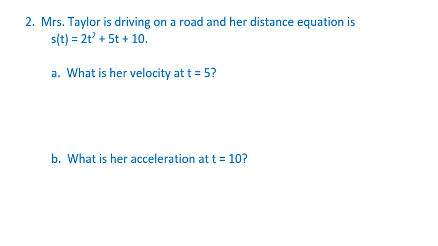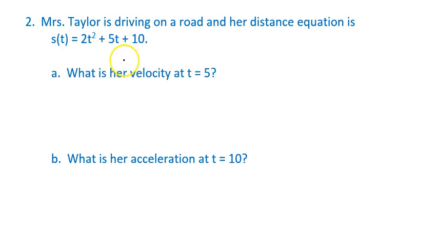Okay, our second example, we have Miss Taylor driving on a road, and her distance equation is given by S of t equals 2t squared plus 5t plus 10. Now, the 9.8 or 32 feet per second squared is not going to come into play in this because this is not an object that is dropping. This is a person who is driving on a road, and their velocity and acceleration is directly tied to how much they're pushing their gas pedal, not to gravity. So our answers here will not be factoring in any gravity.